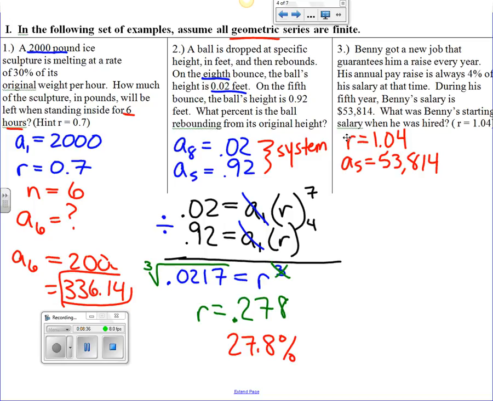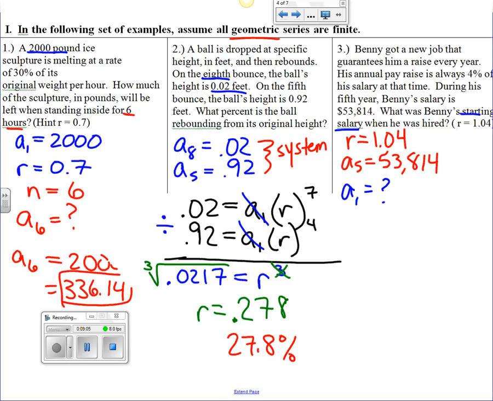Yes, it's a raise. And so they take what he originally had, which would be, let's say you were making $10,000 and you times it by 1. What would you get? 10,000. So the 1 gives you what you originally had, and then the 0.04 gives you the raise. Okay? Good question. What was Benny's starting salary? So what are they looking for? A1. Okay? All right.